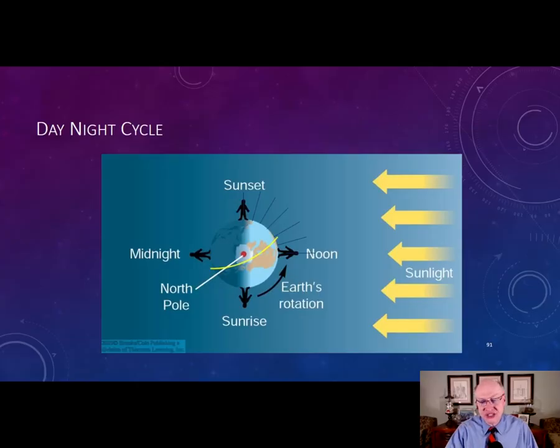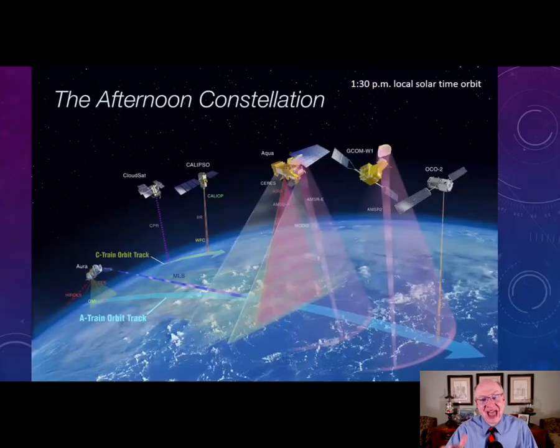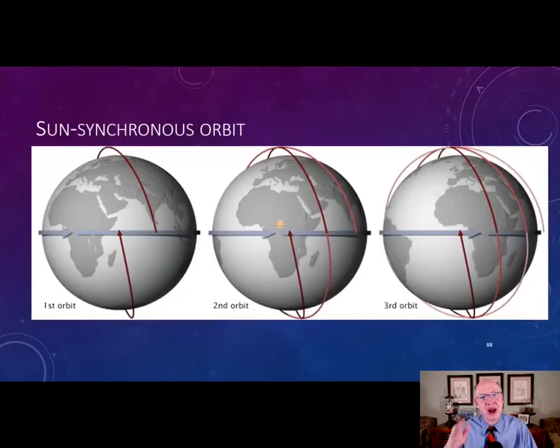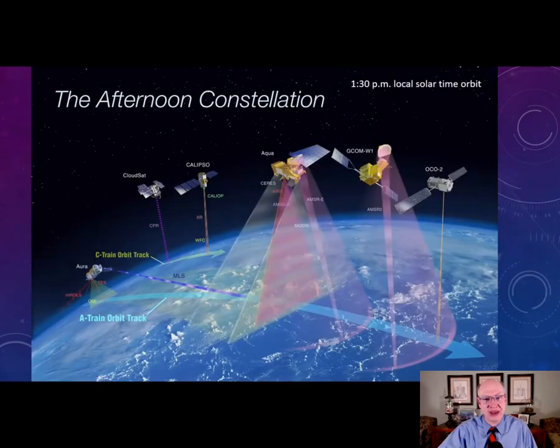Now, sun-synchronous orbits are special because of that 97-degree inclination. See, the problem with a satellite orbit is that because it's stationary, as the Earth orbits the sun, that stationary orbit will have different orientations with respect to the sun.